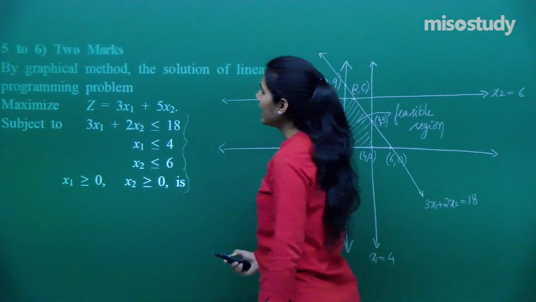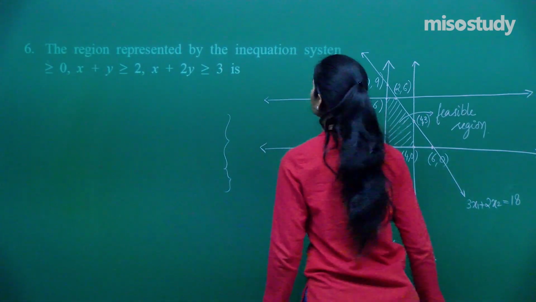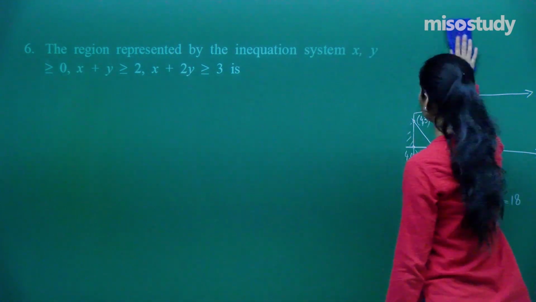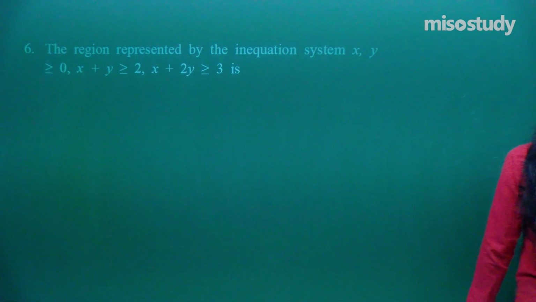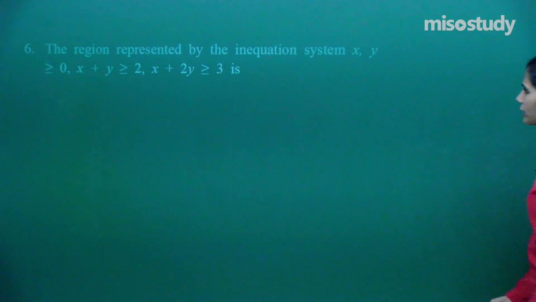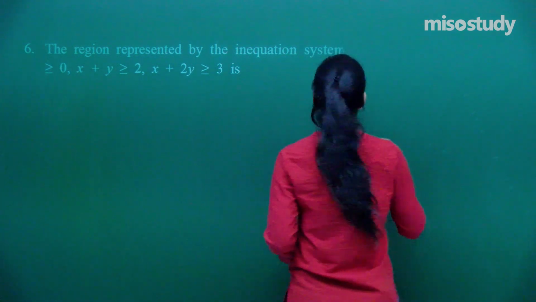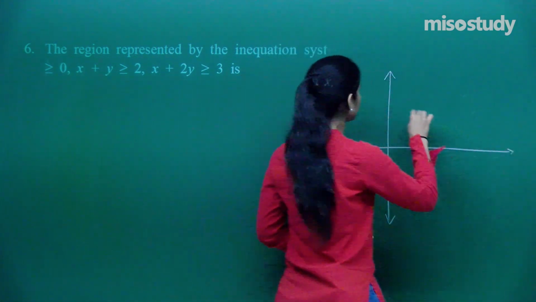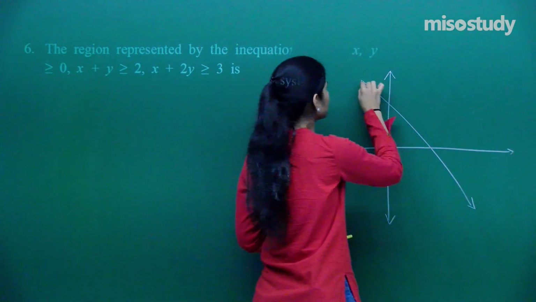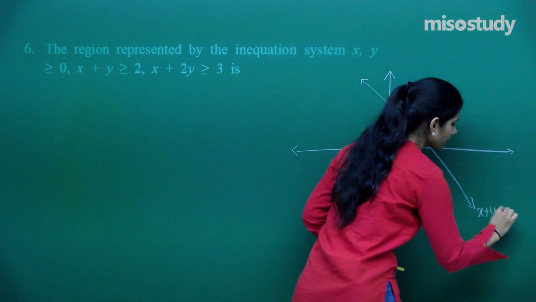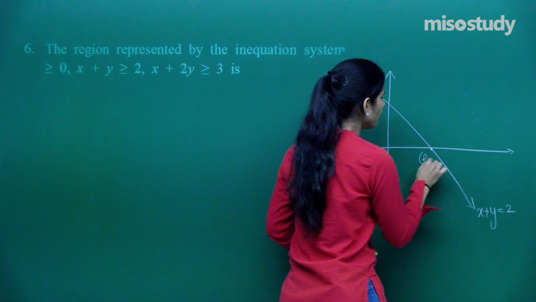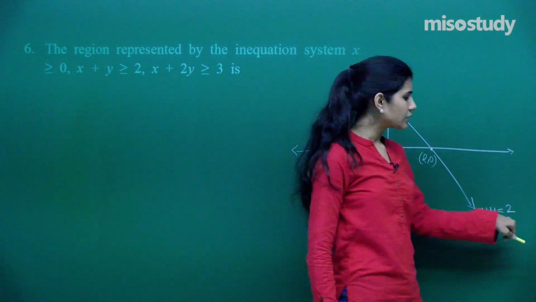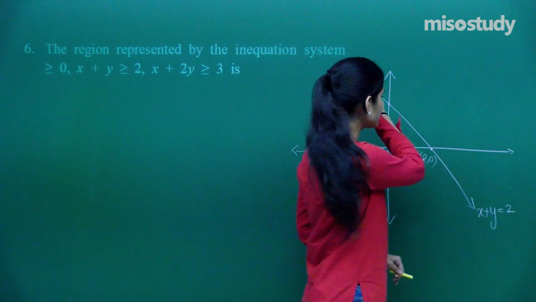Clear? Next I have the region represented by this inequation system. Let's see. X and y are given to be non-negative, that means the portion represented by these inequations is the first quadrant. Then I have x plus y greater than or equal to 2. I have drawn this line of x plus y equal to 2. So this point would be obviously (2, 0) and this would be (0, 2). When you put x equals 0, you get y equals 2, and y equals 0, you get x equals 2. This is x plus y equal to 2.